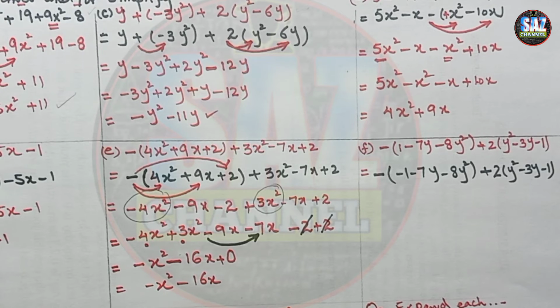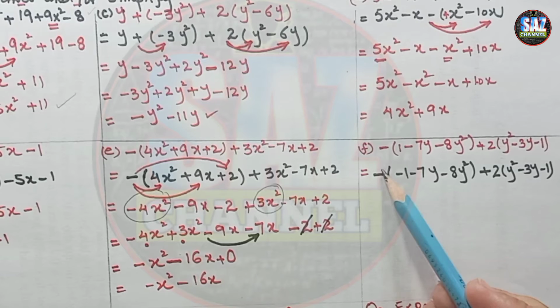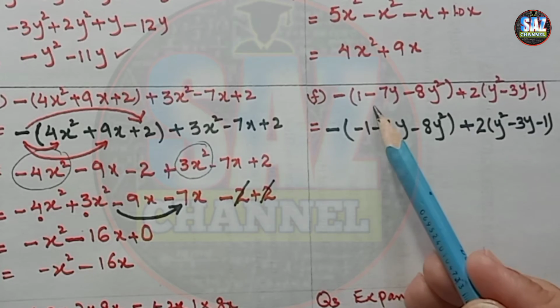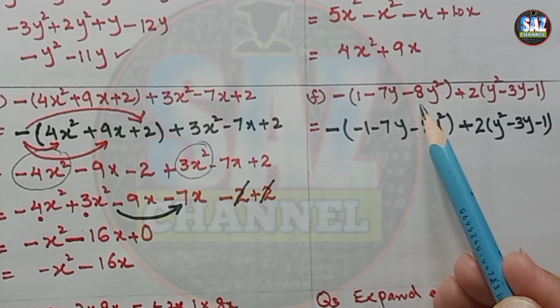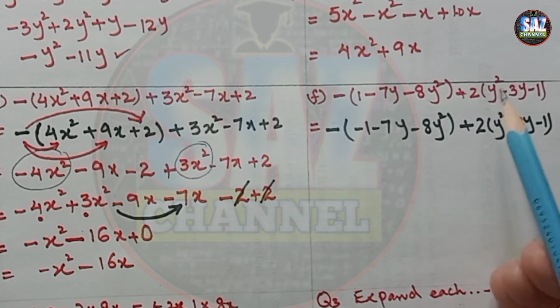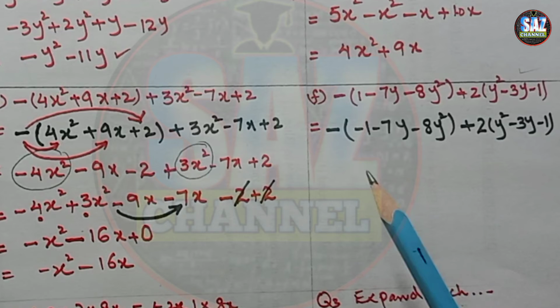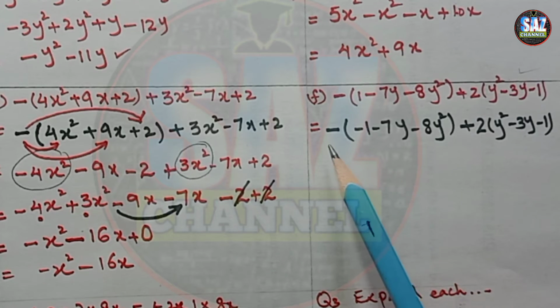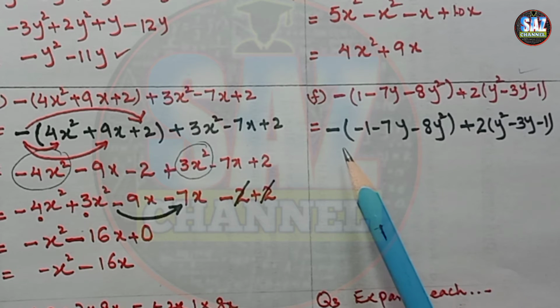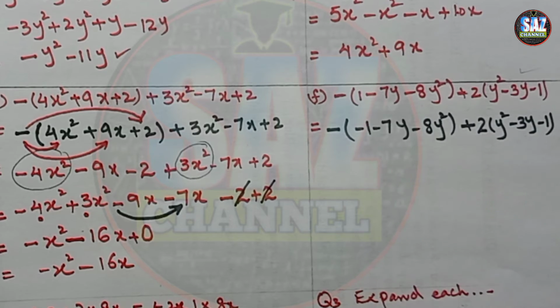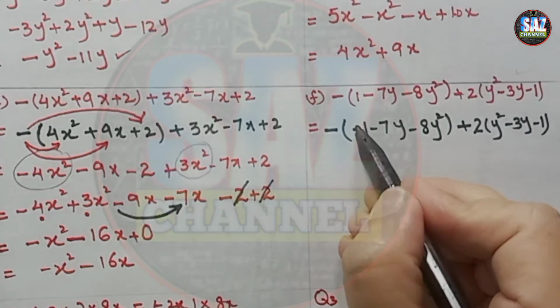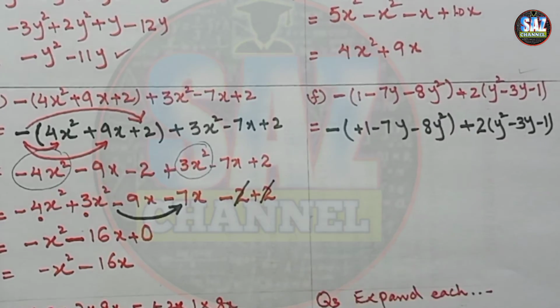And let me quickly move to the last part of this question, and that is minus 1 into 1 minus 7y minus 8y square plus 2 into y square minus 3y minus 1. I always ask my students to confirm the question before the solution, because if there is any mistake, it can be corrected in the beginning. So this is actually a positive sign, so make it positive.